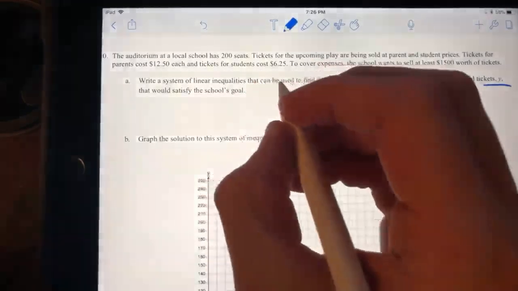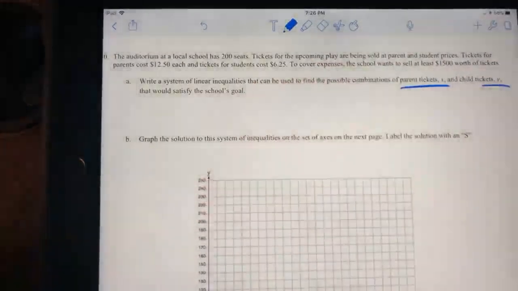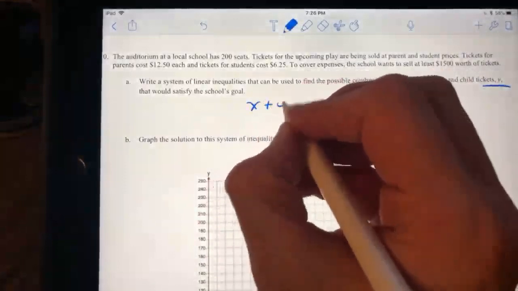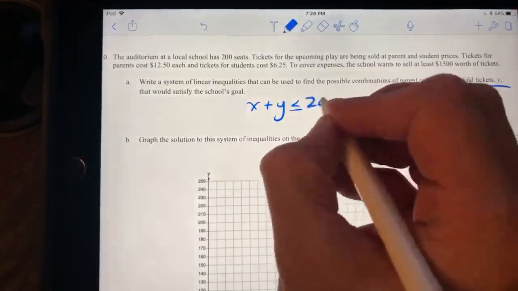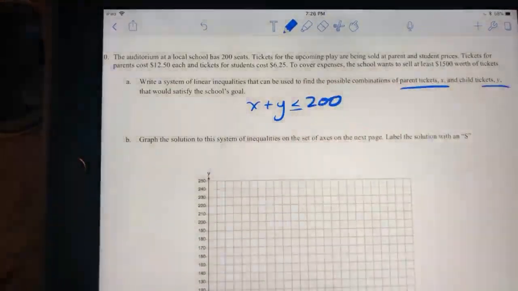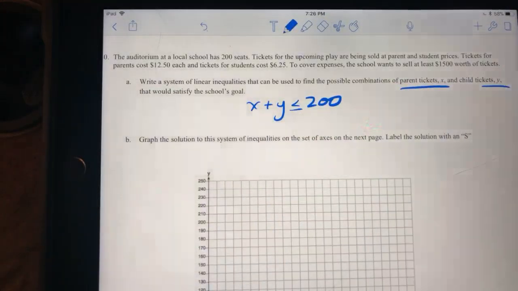We have 200 seats. There's like cat hair on my iPad now. There's 200 seats. So X plus Y should be less than or equal to 200. That's another example of, hey, there's no real vocab word there, but if you have 200 seats, just be aware that you really have less than or equal to 200.